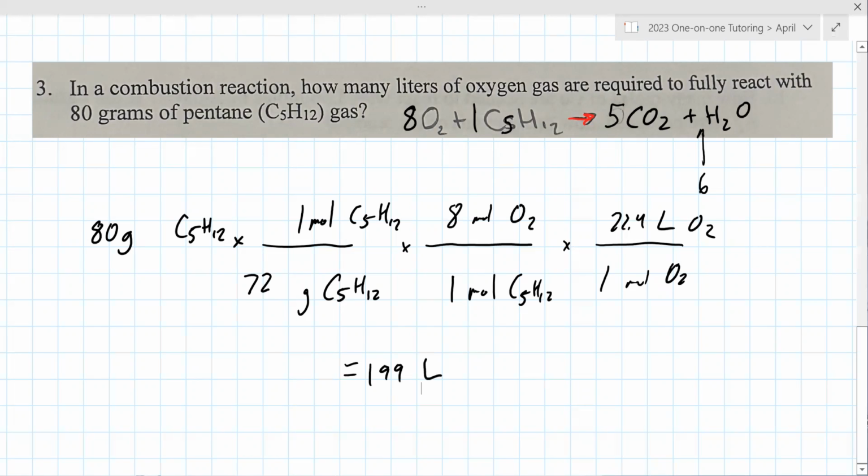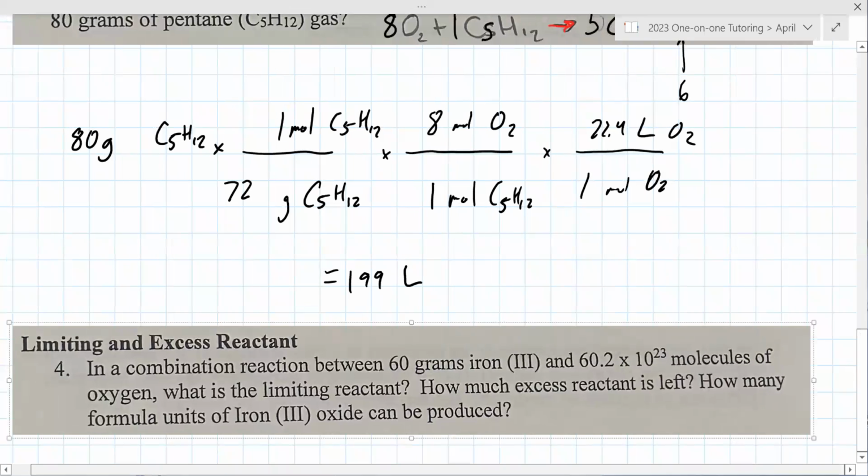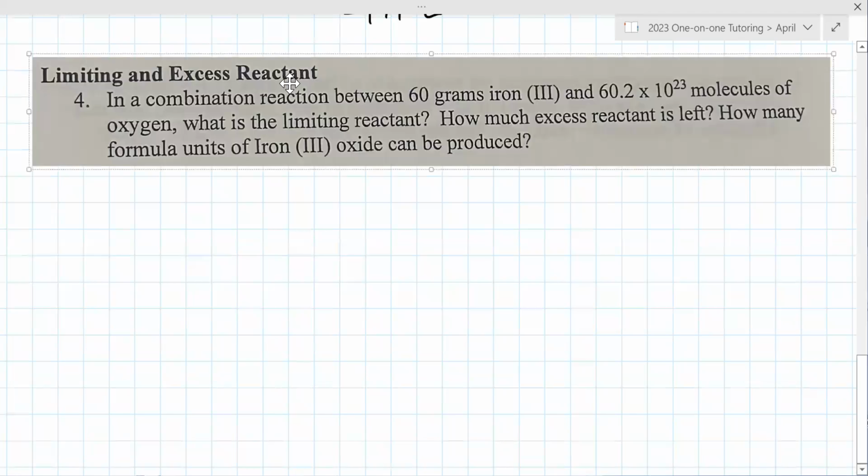So let's keep going here. All right, so is the idea of limiting and excess reactant familiar? Would you like some clarity on that, or maybe we'll see it through this problem here? Do you have a general idea of what limiting and excess refers to? Yeah, I do. Okay.